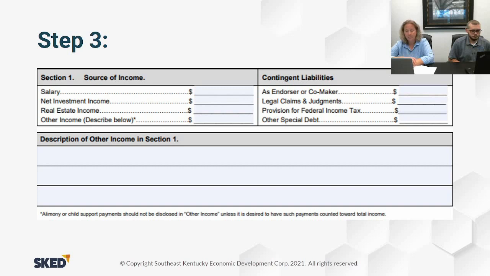Other special debt, I can't really think of an example of what would go in there. And then you put a description of other income in section 1. Obviously, we know what a salary is. We know what investment income and real estate income is, but if you have things in other income, we're going to need some more details on that. We want to know what that is. Yeah, so you'll put that in there.